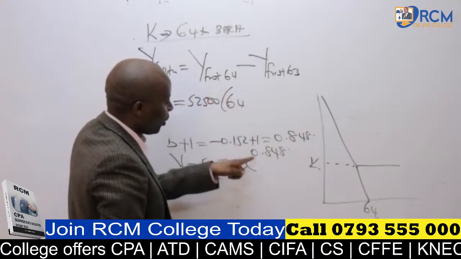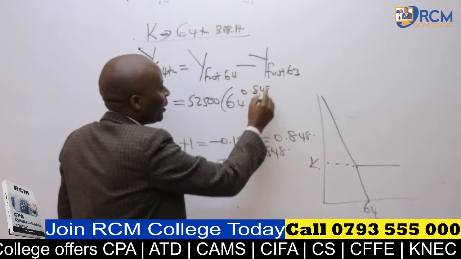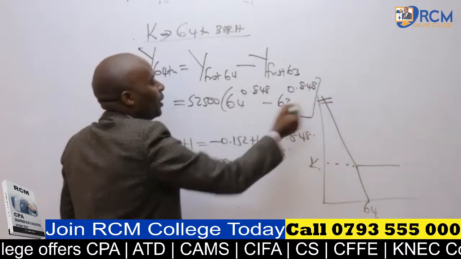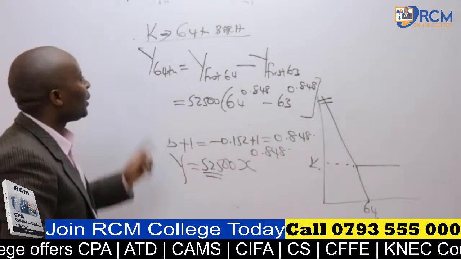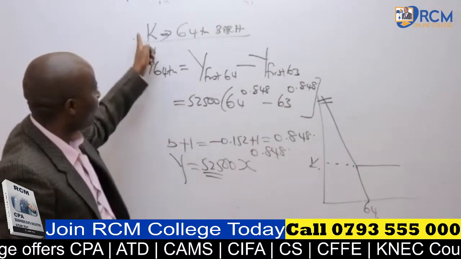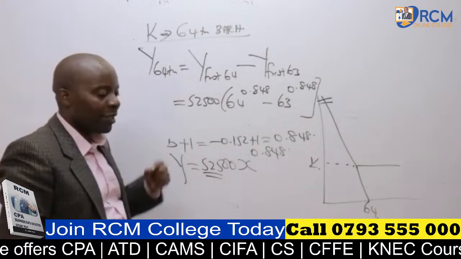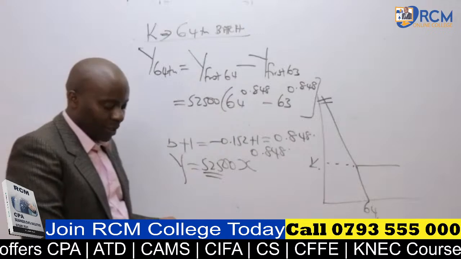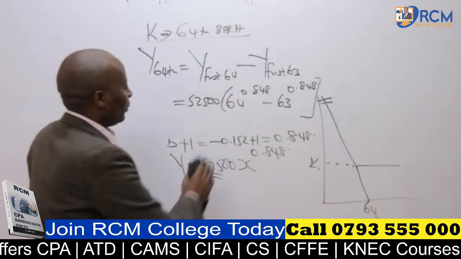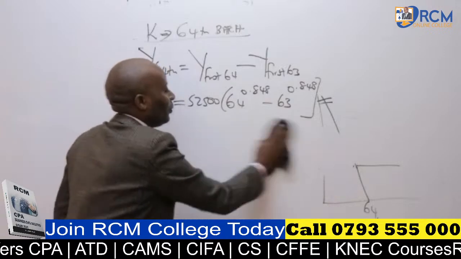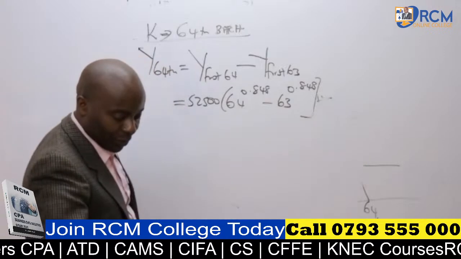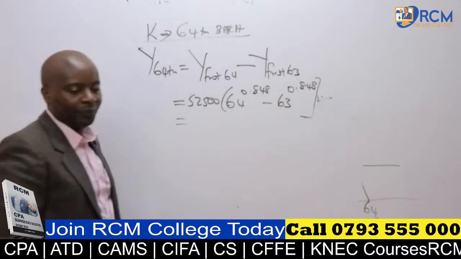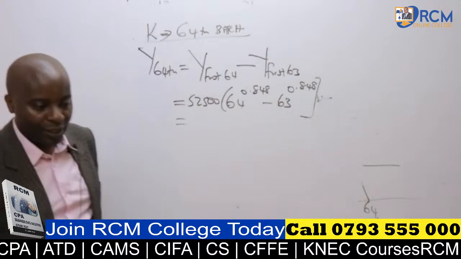I'm following this. Raised to the power 0.848 minus 63 raised to 0.848 like that. So please give us an answer. I want the time of stability. I hope that is the heading that you have up there. The time of stability, which is our K, will end up giving us what figure, ladies and gentlemen? So please give us this figure.